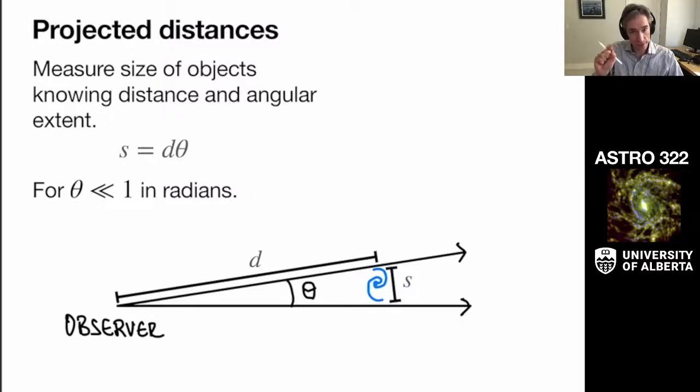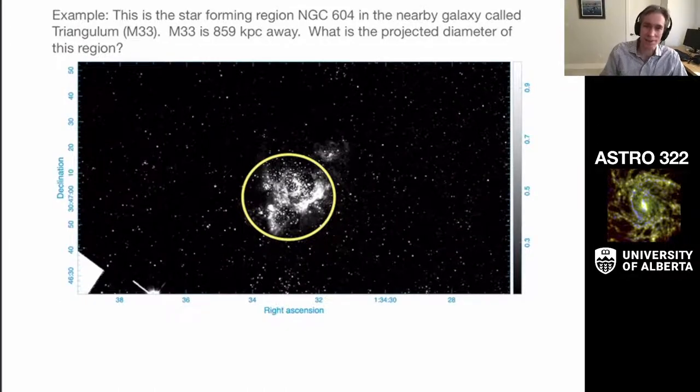And for most things on the sky, which are small compared to 1 radian in angular extent, we use the small angle approximation: the size of the object, which we'll call S, is the distance to the object times the angle, measured in units of radians. Using what we just covered, we can infer the physical size of objects. I want to do this with another image that we have right here.